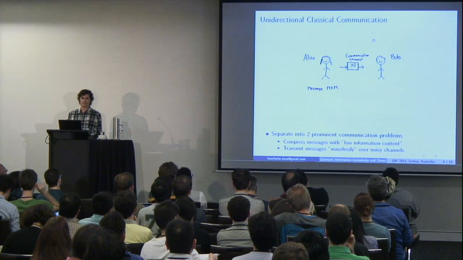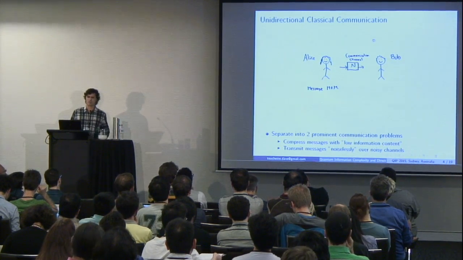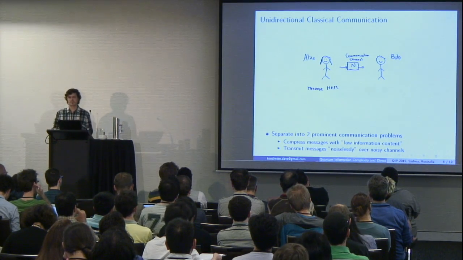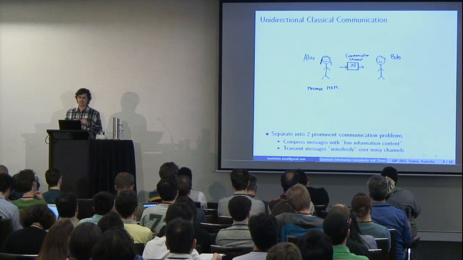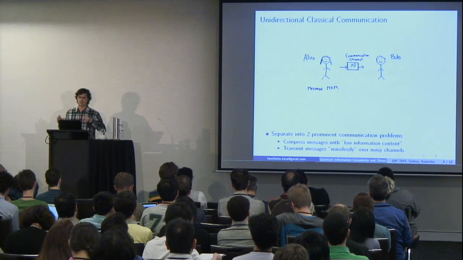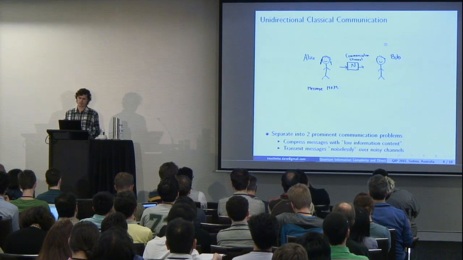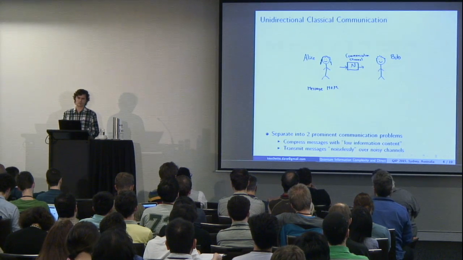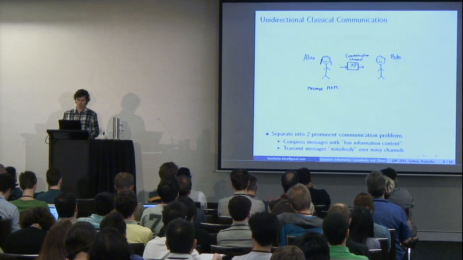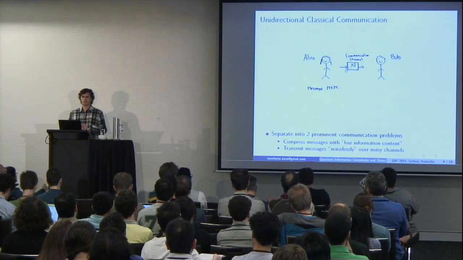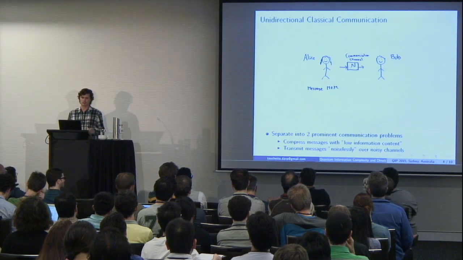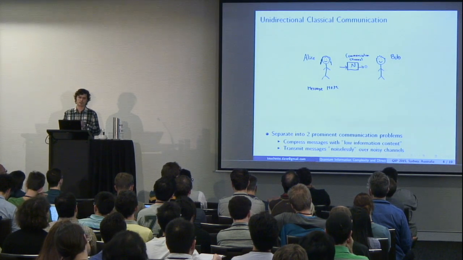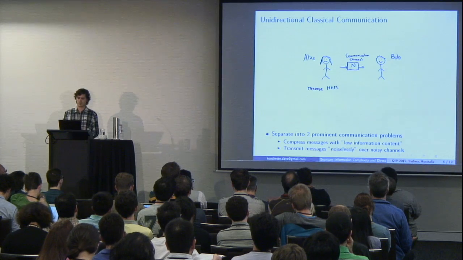All right, so before diving into interactive quantum communication, let's take a step back and consider unidirectional classical communication. In this setting, we once again have Alice and Bob, and Alice wants to transmit some message M to Bob, and they only have access to some noisy communication channel. We can split this further into the two prominent problems in communication theory. First, before transmitting, Alice could try to compress her message if it has low information content, and then once her message is compressed, she will try to transmit it noiselessly over a noisy channel.